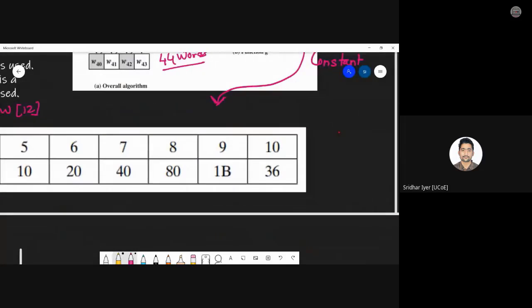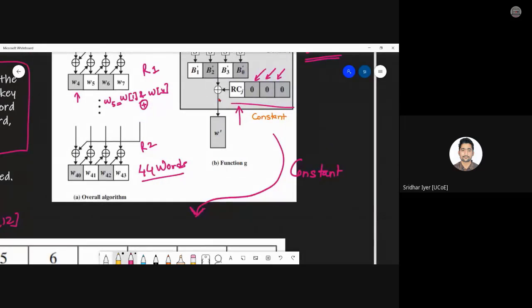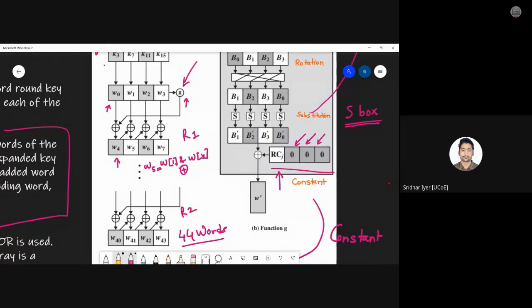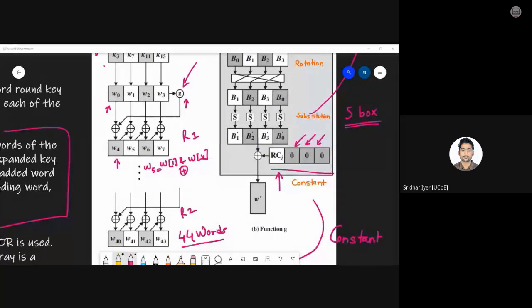Got it? And once you replace this over here, you have to XOR this new 4-byte value with the existing B1 dash, B2 dash, B3 dash, B0 dash. And whatever answer you get, that is your W dash. W dash is nothing but, in this case, the output of G. Then you have to XOR that with W0 and you will get W4. Fine now? Okay. I guess it's clear now. Can we move ahead? Do give me an acknowledgement.